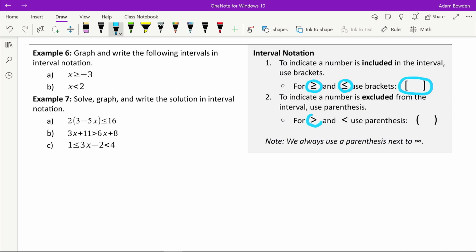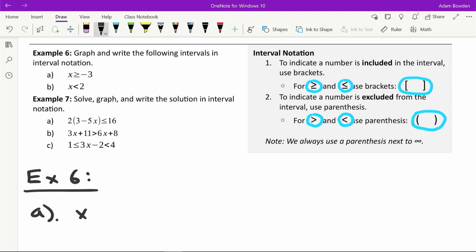On the other hand, if it's strictly greater than or less than without the equal to included, then we're going to use parentheses when we write our interval notation. Parentheses are there to indicate that we're not including the number. We'll include less than, we'll include greater than, but not the number itself, because we're not also equal to it as well. So to get started, let's look at this one here, where we just have a statement such as x greater than or equal to -3. What's going on here is we're saying all the numbers, including the number -3 and greater than that number.